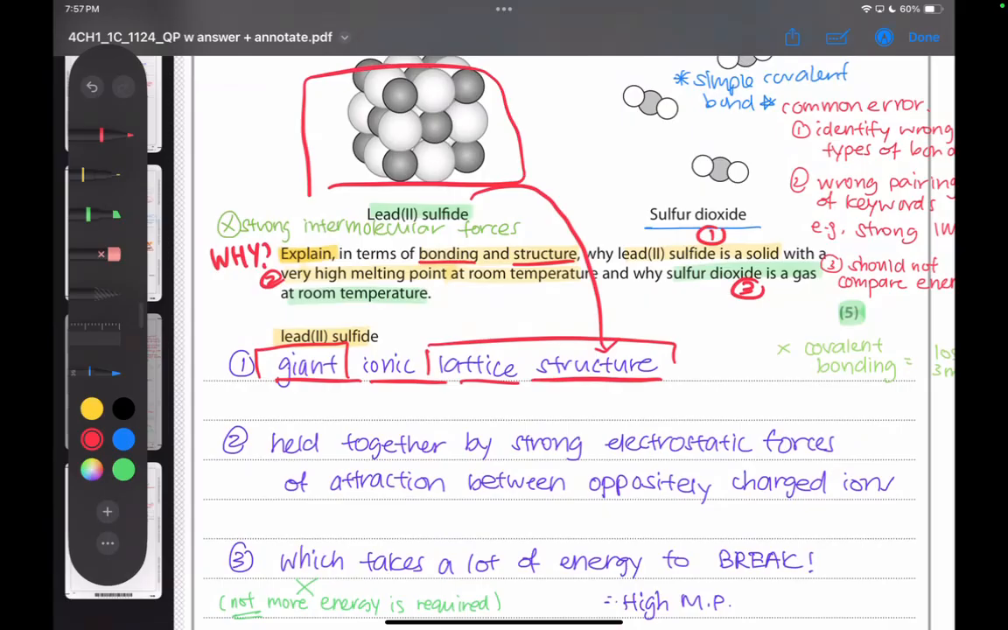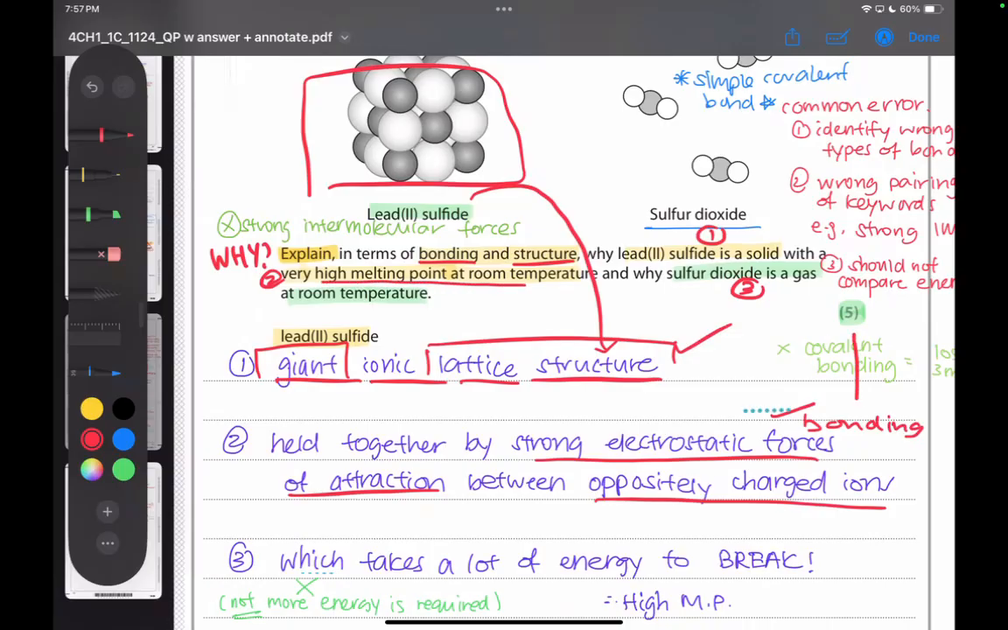It is made up of positive and negative ions, so it's the oppositely charged ions. They come together because of strong electrostatic forces of attraction. That alone is our bonding. So we have structure, we have bonding, and now we link it to the melting point. Why does it have a high melting point at room temperature? Because these strong electrostatic forces of attraction need a lot of energy to break. Therefore, it has a high melting point.